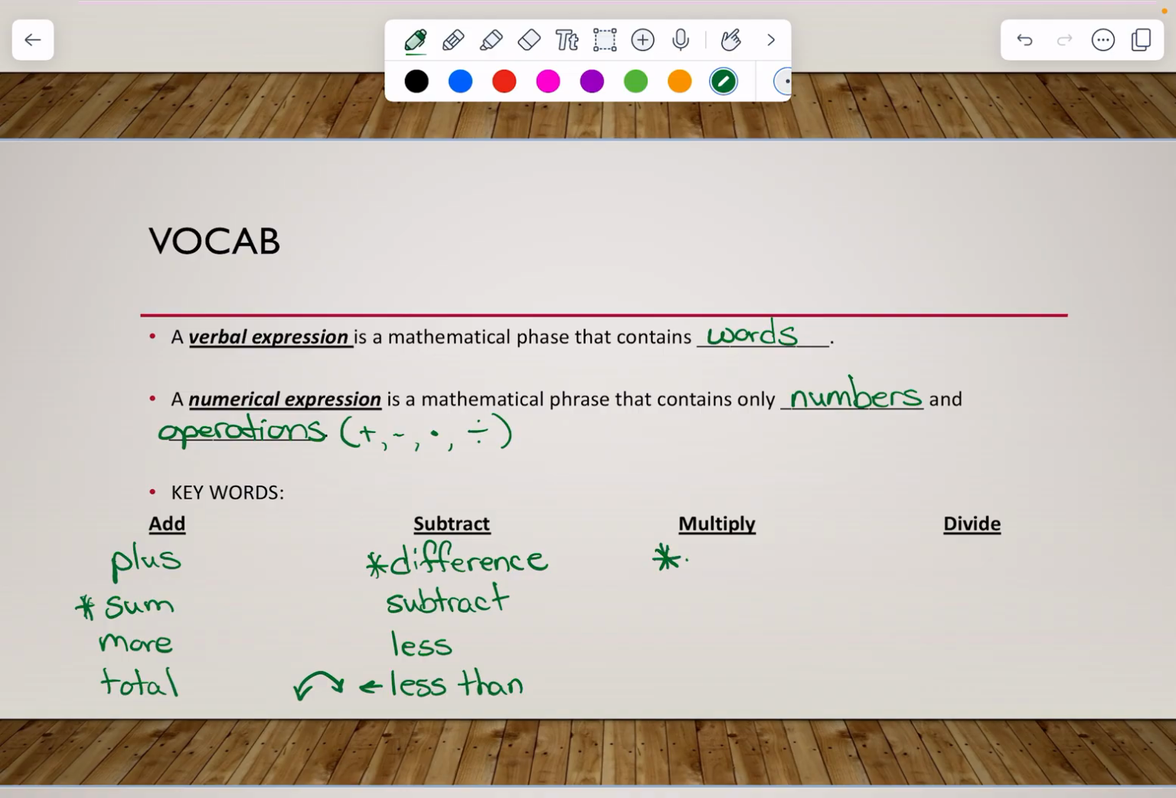Multiply, the keyword that we use is product. You might even see the word times in there. Or per is another key. Sometimes they'll say something like each ticket is $5 per ticket or something like that. Division, we have this keyword which is quotient. You might be trying to find each value, something like that. So those are just some keywords to look for in the verbal expressions.